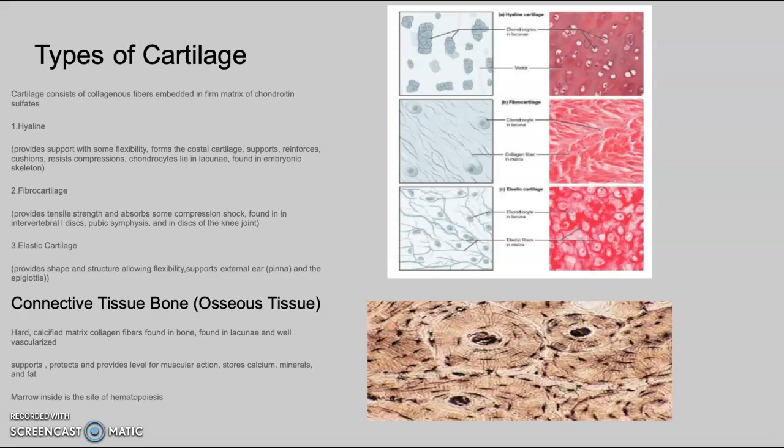Now, the connective tissue bone, which is osseous tissue, is a hard calcified matrix with collagen fibers found in bones. It supports, protects, and provides levers for muscular action. It stores calcium, minerals, and fat. The marrow inside of the bone is the site of hematopoiesis.